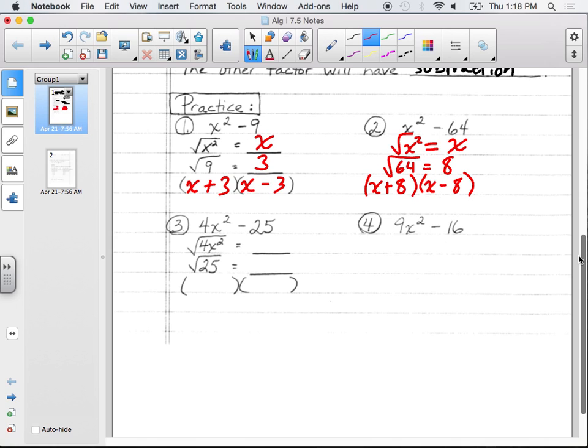So we're just going to do the same thing. Square root of the first term, 2x. 2x times 2x equals 4x squared. Square root of 25, 5. So they're going to start with what and end with what? 2x and 2x and 5, right.